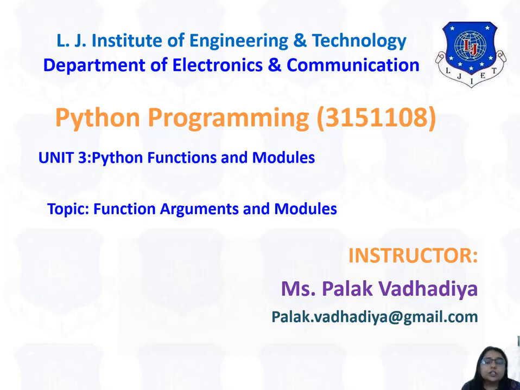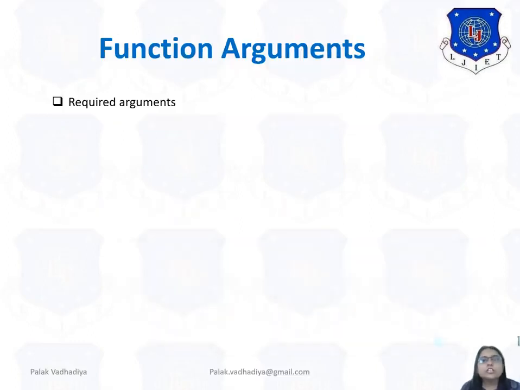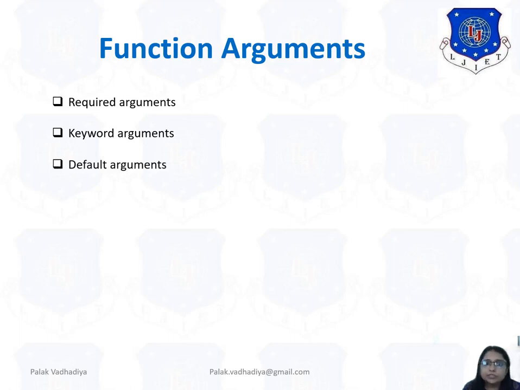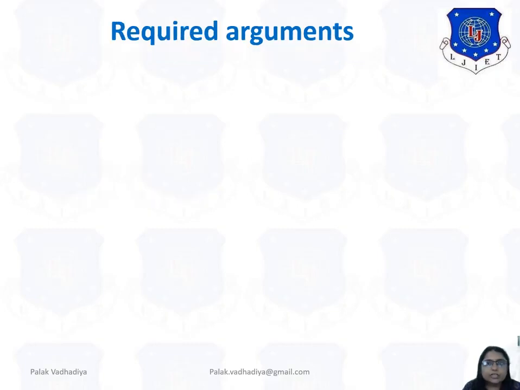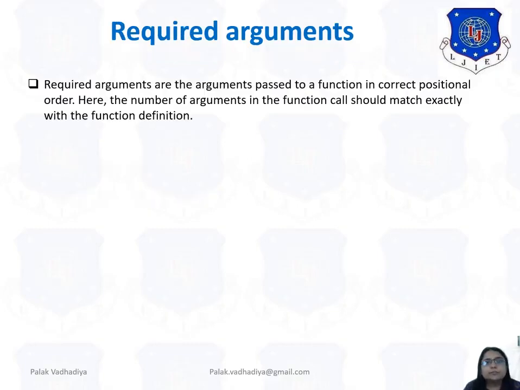Communication. Today we will learn the topic function, arguments and modules from unit number 3, that is Python functions and modules. So let's start with the function arguments. The first function argument is required arguments. Then we have keyword arguments, then default arguments, and the last one is variable length arguments. One by one we will see all in detail. So let's start with the required arguments.